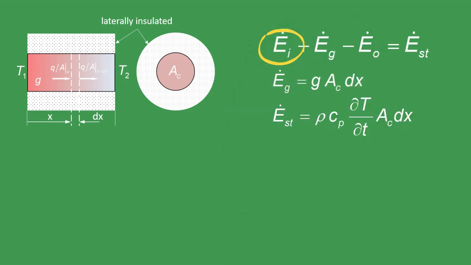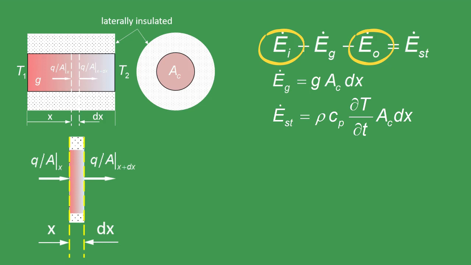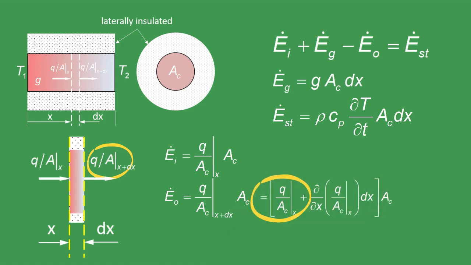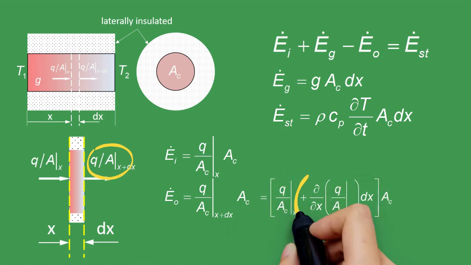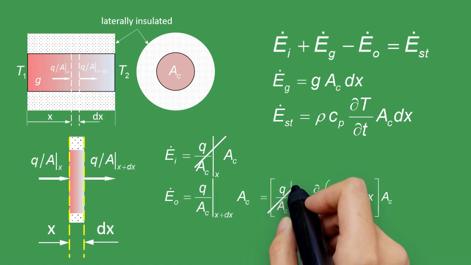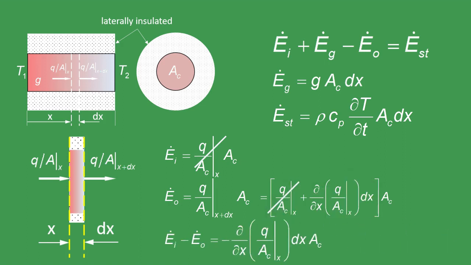Now, we must evaluate inputs and outputs. Because the solid is a closed system, energy only enters or leaves the control volume through conduction. The input is the heat transfer rate through the cross-section at x. The output is the heat transfer rate at x plus dx. We can express it as the heat transfer rate at x plus the derivative of Qx with respect to x times the differential of x. After that, we get the expression of the input minus output components.